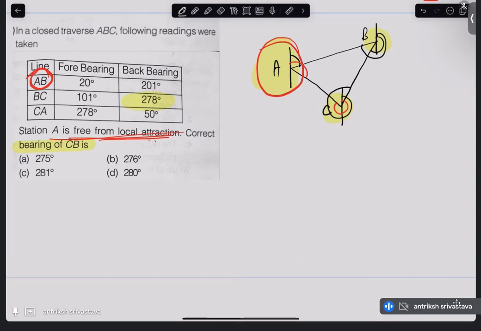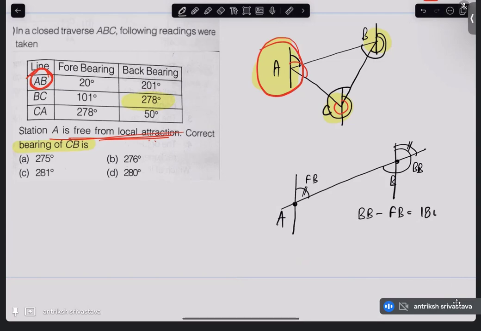See, the relation between forebearing and back bearing is that the difference of these two values has to be 180 degrees. So this is a forebearing if you are going from point A to B, and this is the back bearing. If you look at this carefully, you will see that this angle and this angle are the same. So what we can say, back bearing minus forebearing is 180 degrees.